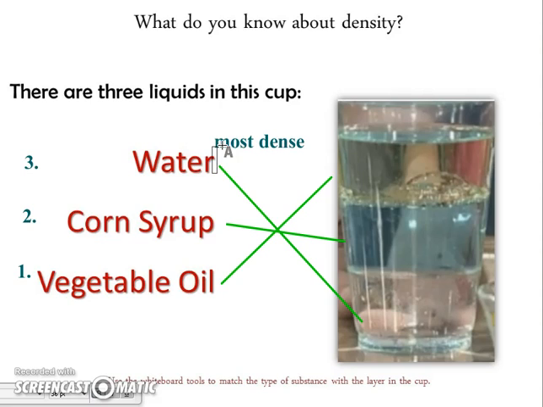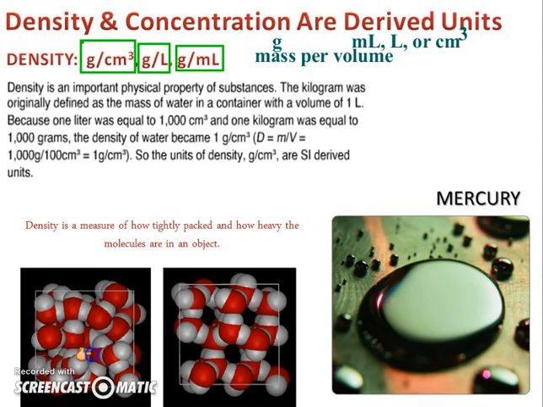So when we talk about ice cubes in a glass of water, we say ice is less dense than water because it floats. So in this case, vegetable oil would be the least dense substance. Corn syrup is somewhere in the middle. And water was the most dense because it sunk. So in terms of understanding what density is, it's this right here. How many molecules fit into a size space.